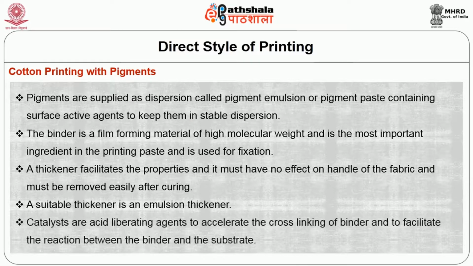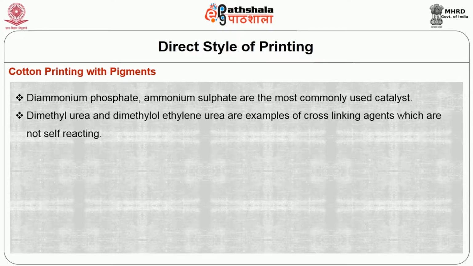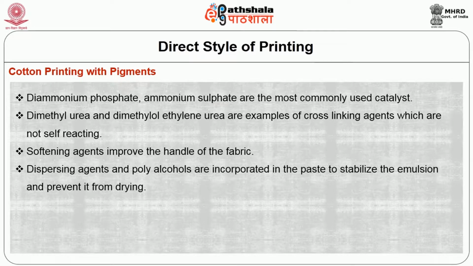Catalyst or acid liberating agents to accelerate the cross-linking of binder and to facilitate the reaction between the binder and the substrate. Diammonium phosphate, ammonium sulfate are the most commonly used catalysts. Dimethylurea and dimethylol ethylene urea are examples of cross-linking agents which are not self-reacting. Softening agents improve the handle of the fabric. Dispersing agents and polyalcohols are incorporated in the paste to stabilize the emulsion and prevent it from drying. The sequence of process is print, dry and cure.